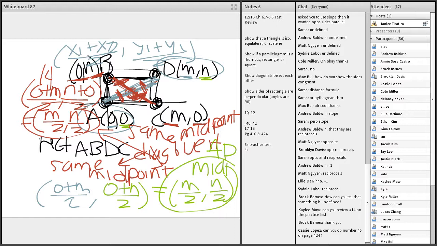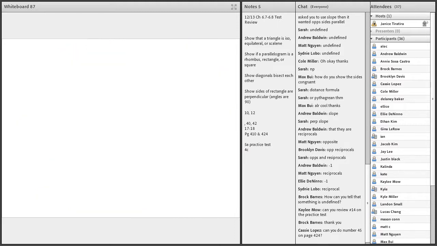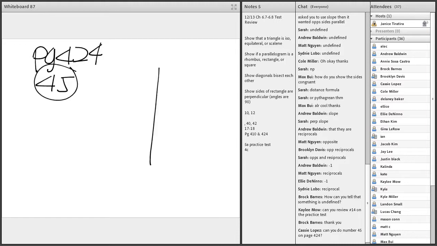Page 45 on 424, and then let me pause after that and answer the questions from the last chapter test. Number 45, because those were interesting. 424, let me turn to, okay, I'm already there. Number 45. So the figure at the right, it's a parallelogram, and we need to find coordinate P. Got it, okay.